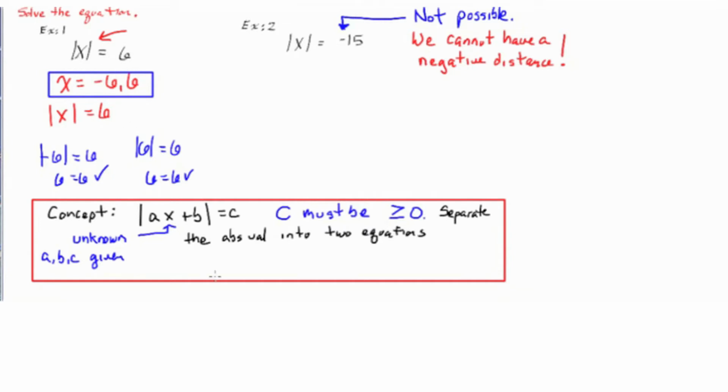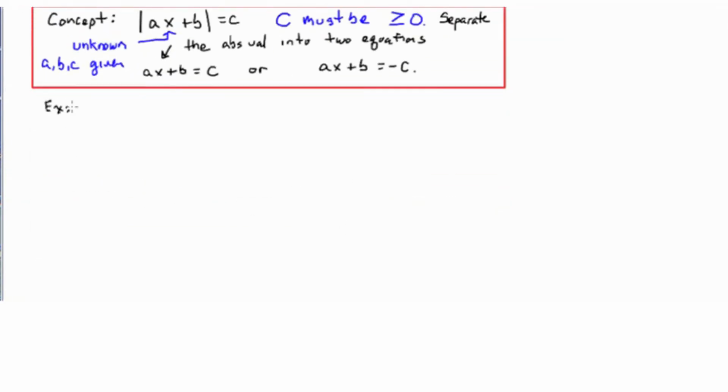So to solve this, we're going to separate the absolute value into two equations. We're going to say ax plus b equals c, or ax plus b equals negative c, because the value inside the absolute value could be positive or negative, and then the absolute value would just make it positive.